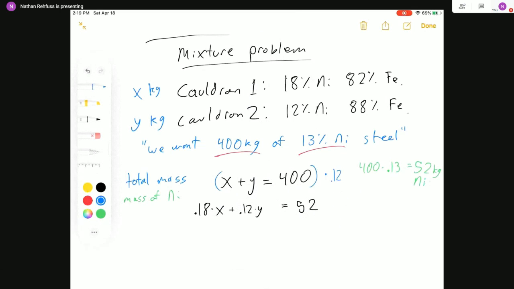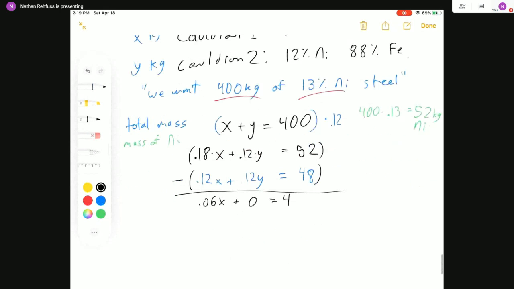So it'll look like 0.12x plus 0.12y equals, well, what's 400 times 0.12? It's 48. And now if I subtract, I get 0.06x plus 0 equals 4. Divide both sides by 0.06, x is 4 over 0.06, and that turns out to be 66.6 repeating kilograms. That's how much comes from Cauldron 1.